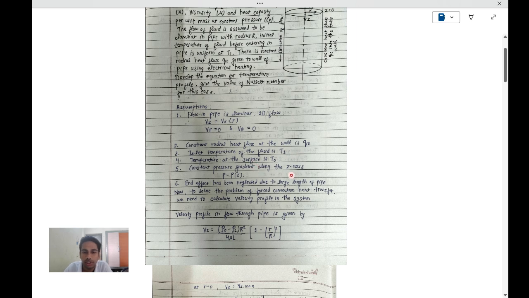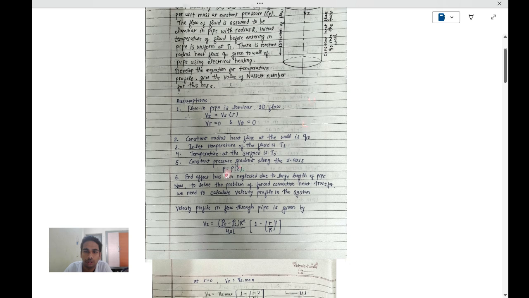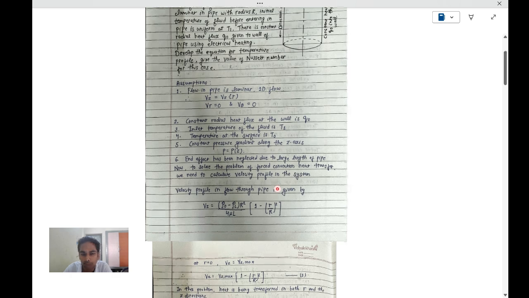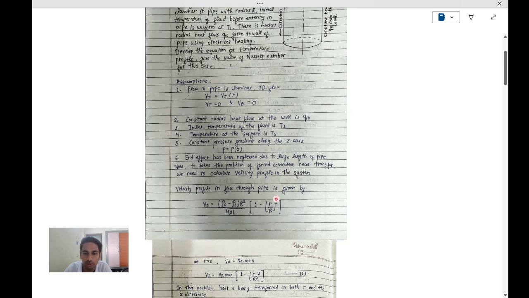Now a constant pressure gradient is assumed along the z-axis, so P is a function of z. Therefore, P is equal to P of z. And due to the large length of the pipe with respect to r, the end effect has been neglected in this problem.